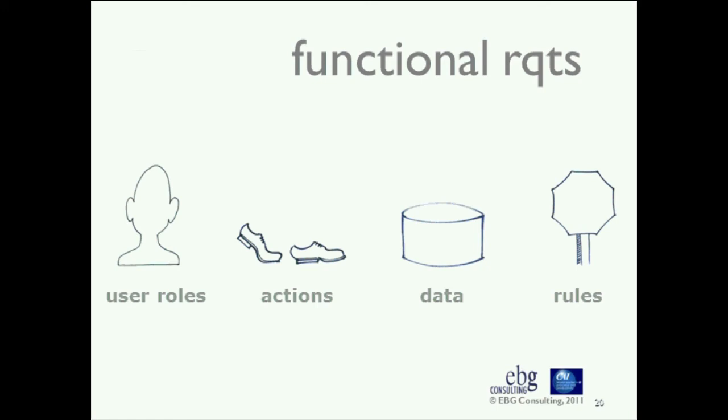So looking at analysis, this is a visual that we use at EBG Consulting to remind folks that when we think of the functional requirements, it's not just process, it's not just the actions that a product has to provide. Some people call those capabilities. We also have to understand the user roles. Those are the folks who would interact with the product. We have to understand the data that the product uses and possibly stores, and certainly the rules that the product needs to enforce.